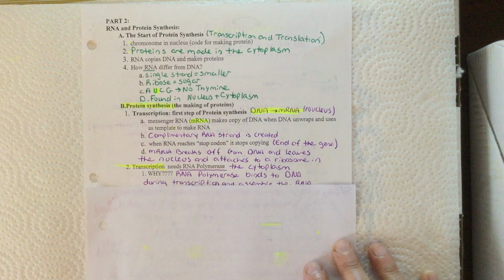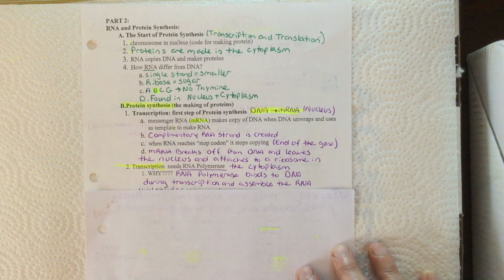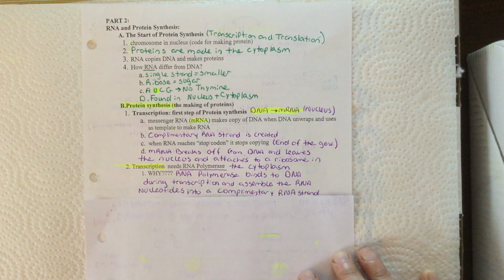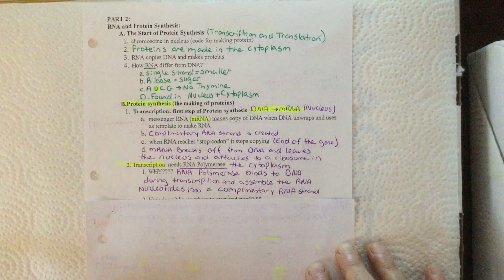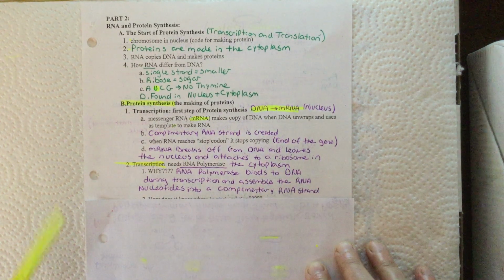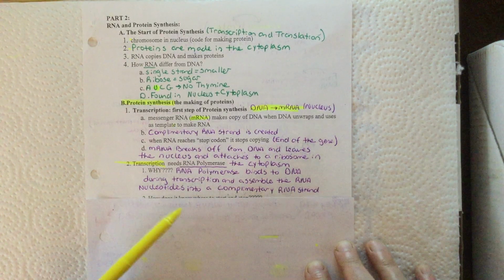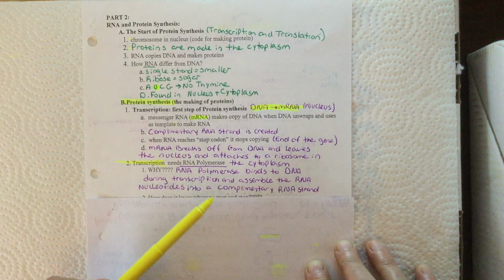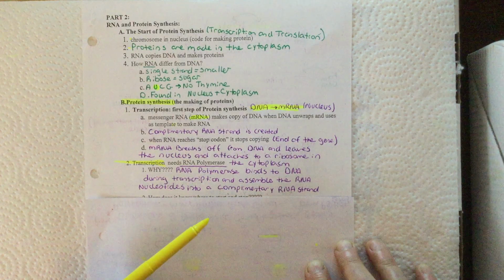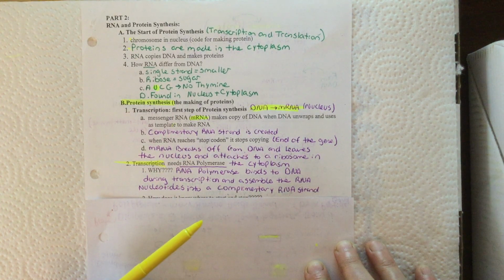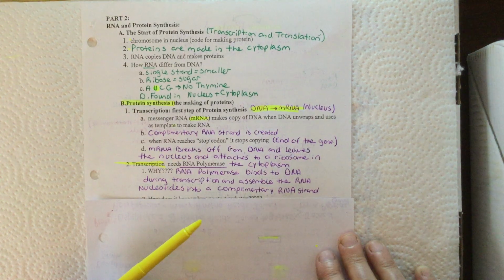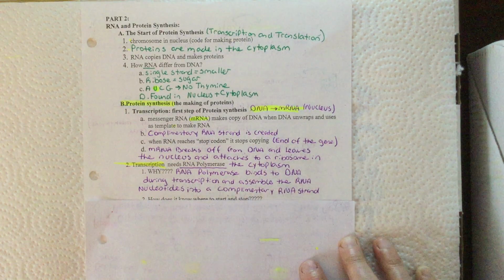When we did replication, we talked about DNA polymerase. Well, now we're going to talk about RNA polymerase. It does the same job as DNA polymerase, but now we're adding RNA nucleotides. So why do we use RNA polymerase? It's going to bind to DNA during transcription. It's going to assemble the RNA nucleotides into that complementary messenger RNA strand.